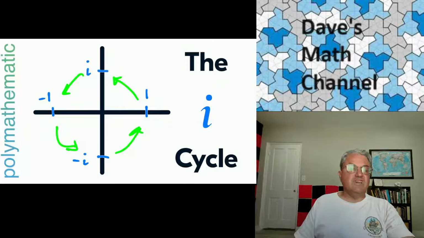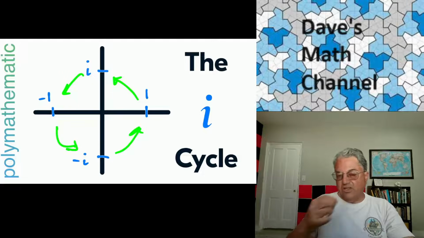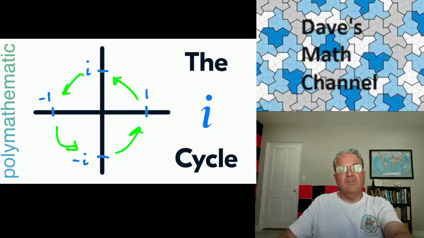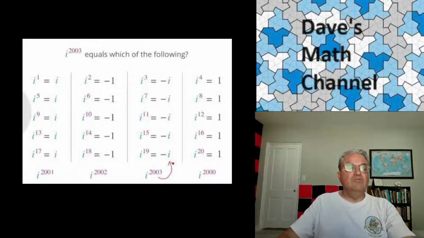But there's no reason you have to stop at the 4th power. You can keep doing this as many times as you want, and you'll see that this pattern repeats. It repeats with a cycle of 4. That's why they call this the i cycle. With that in mind, it's pretty easy to calculate any integer power of i, because you only have to take the exponent modulo 4.